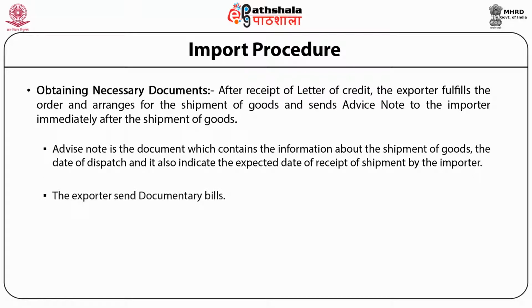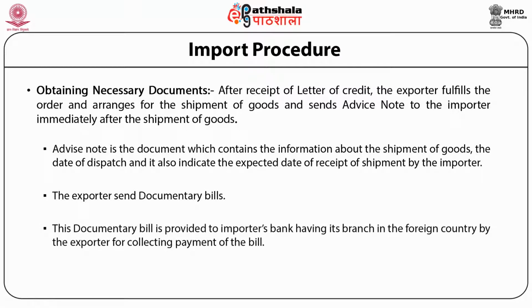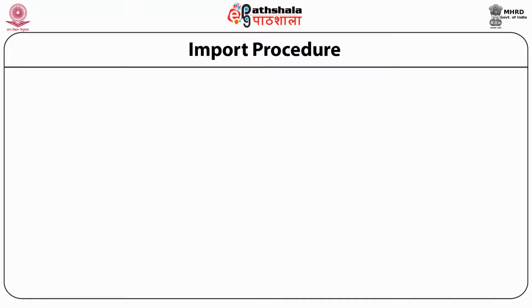The exporter sends the documentary bills which contain all documents like invoice of goods, bill of lading, certificate of origin, consular invoice, insurance policy, bill of exchange. This documentary bill is provided by the exporter to the importer's bank having its branch in the foreign country for collecting the payment of the bill. The documentary bills are of two types.